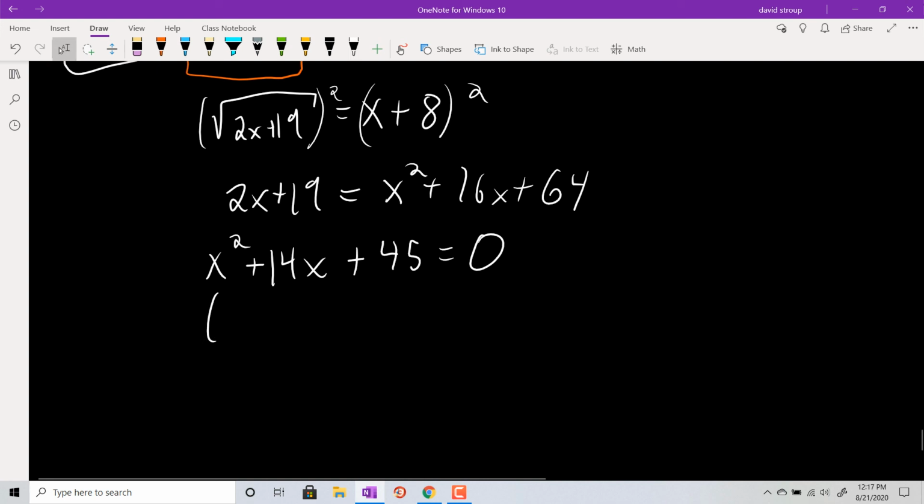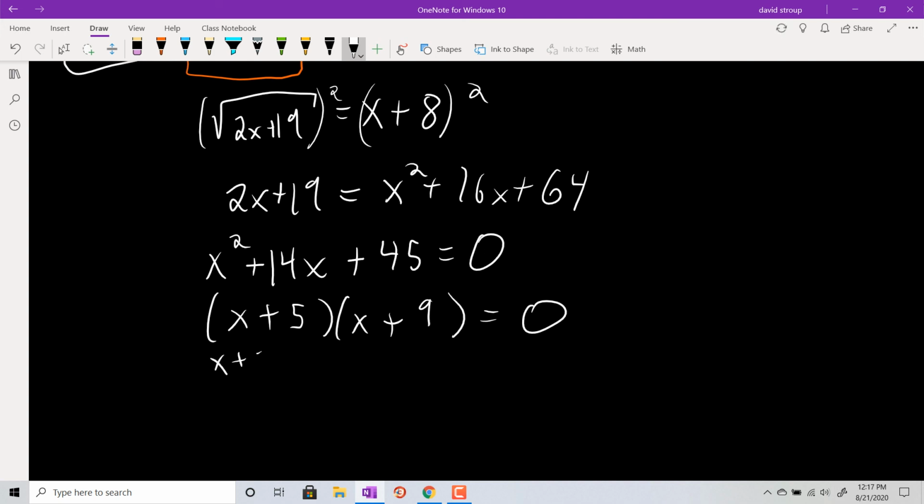Then you can factor this. It's x plus, x plus, and then you need two numbers that multiply to 45 but add to 14. So you're thinking 5 and 9. And then you could set those equal to 0. And then finally, check your solutions.